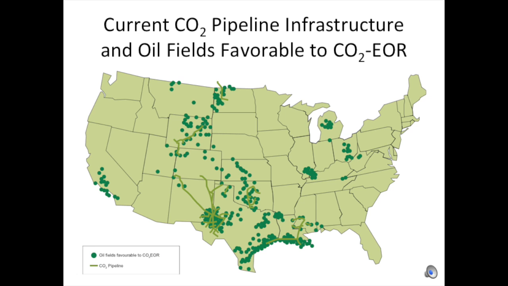This slide shows the current CO2 pipeline infrastructure and oil fields that are favorable to CO2 EOR. There are oil fields in southern Illinois and Kansas that are close to the corn ethanol plants, but the oil in these reservoirs is too shallow for CO2 EOR. However, Wyoming has a CO2 supply shortage and proven fields that are deep enough to reach the minimum miscible pressure, which is important for successful CO2 EOR.